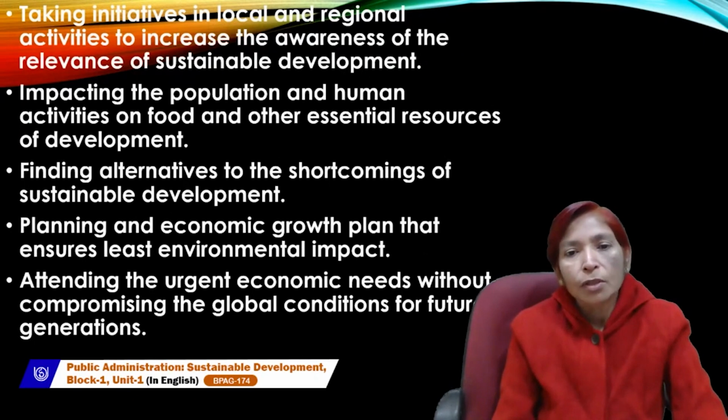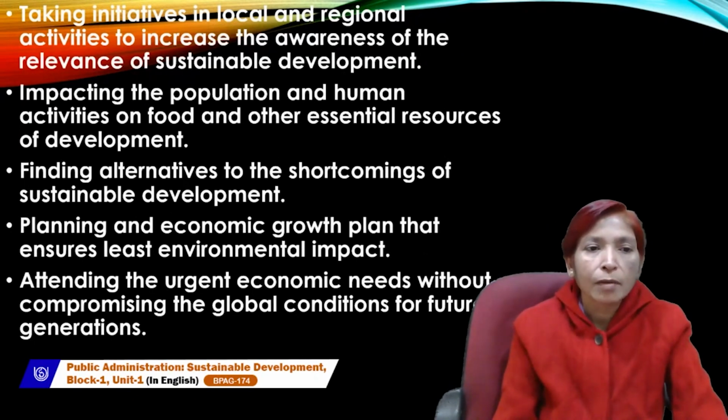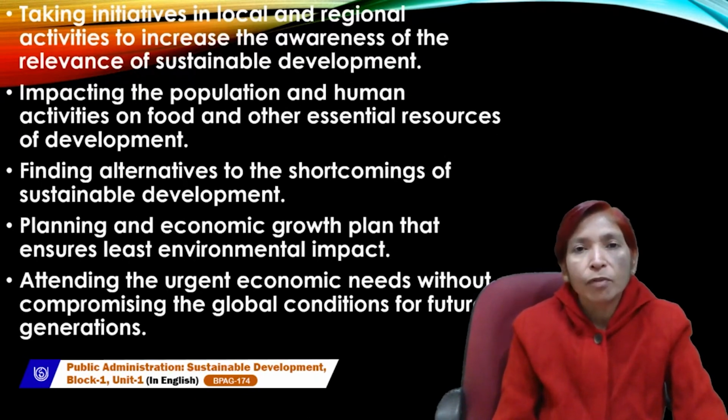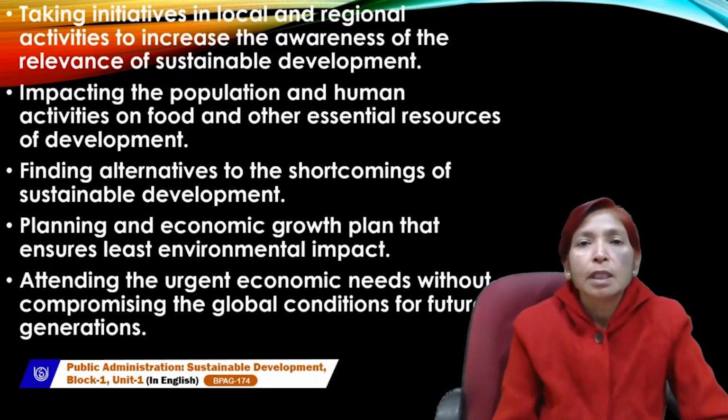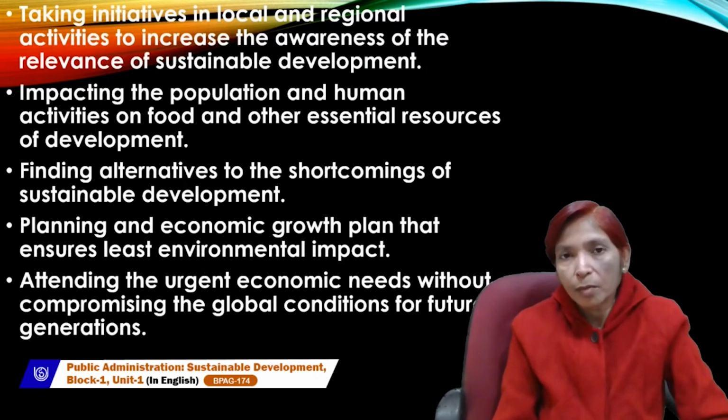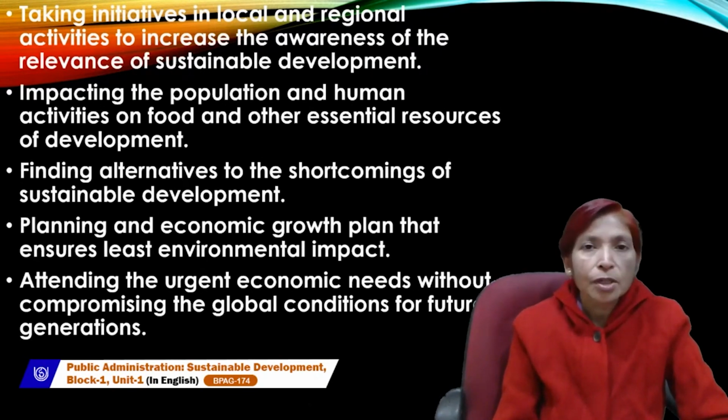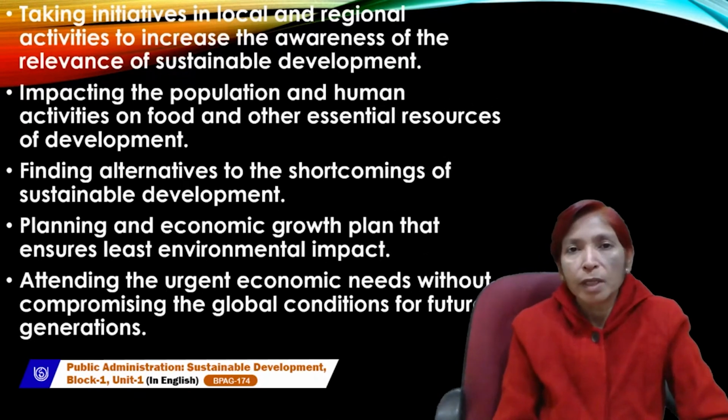Finding alternatives to the shortcomings of sustainable development. We should find alternatives and substitutes for the available resources, like the substitutes of petroleum: CNG, PNG, and diesel and other things. CNG is a good substitute for crude oil. So the government should find alternative or substitute resources so that these resources can be preserved and both future and present generations' needs can be fully satisfied.